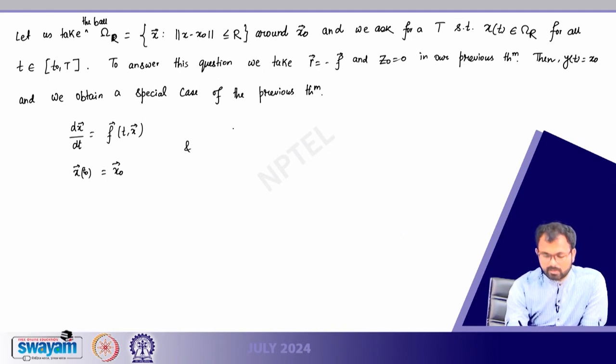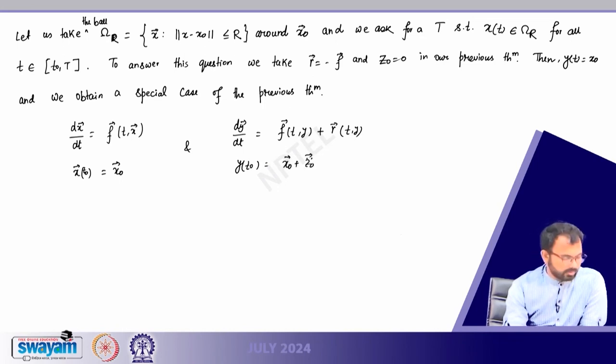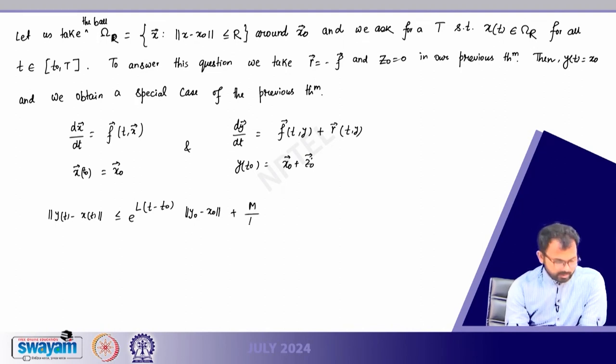Then we did the perturbation and wrote dy/dt equals f of t, y plus r of t, y, and y at t0 equals x0 plus z0. This is what we had, and then we were able to obtain an a priori estimate of this type: the norm of y(t) minus x(t) is less than or equal to e to the power L(t minus t0) times the norm of y0 minus x0, plus M by L, if we assume it to be bounded, times e to the power L(t minus t0) minus 1.